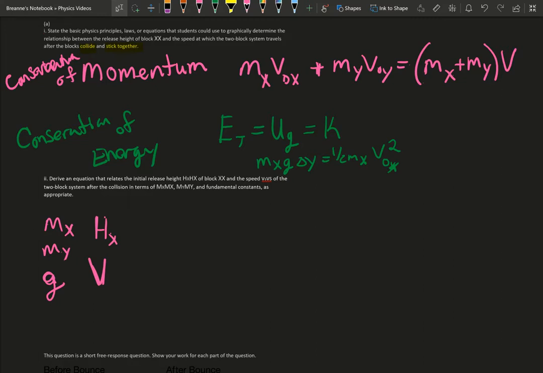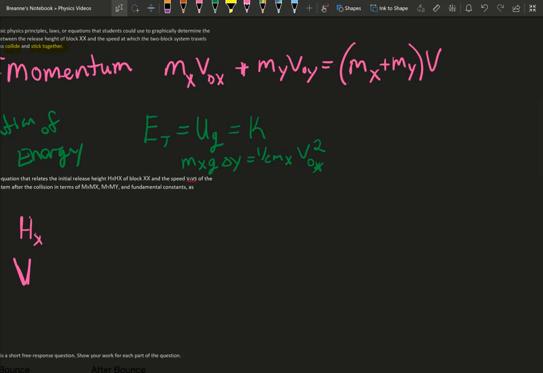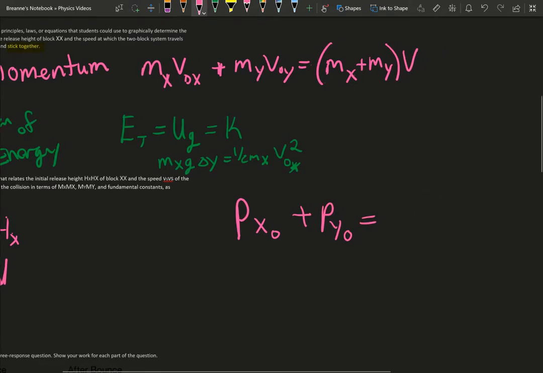Basically, I'll break it down a little bit. Remember, P is momentum. The initial momentum of x plus the initial momentum of y has to equal the momentum of x plus the momentum of y, and of course that's final. Put a little F for final if you want to. Break it down, that's where you get this.